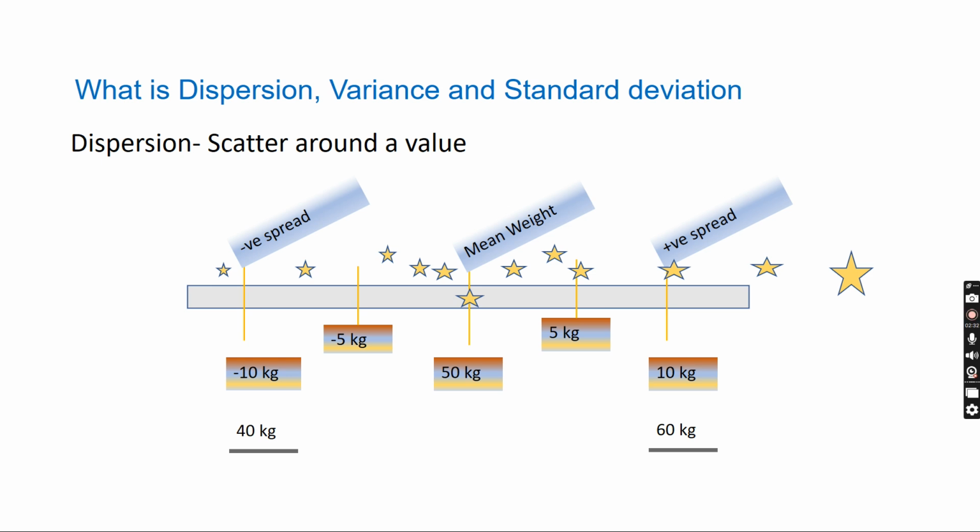If you notice, the biggest star on the right hand side might be an outlier. I've put that big star to denote what if a student is 100 kg, he would be an outlier in the class where the mean weight is 50 kgs. So dispersion very simply means the dispersion of the values around a central value or the mean weight.